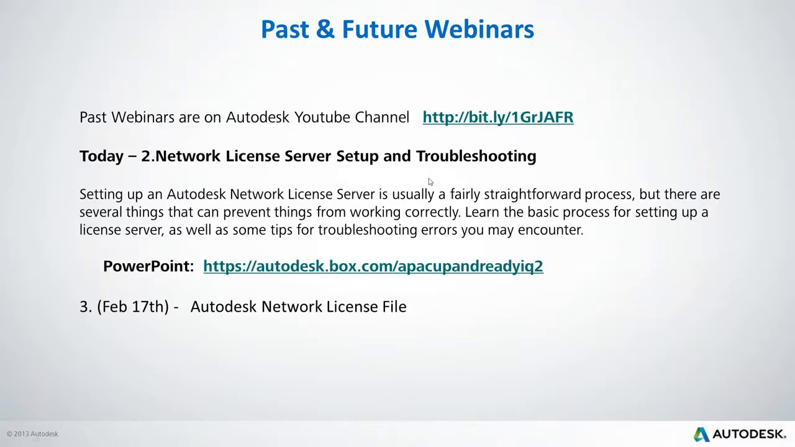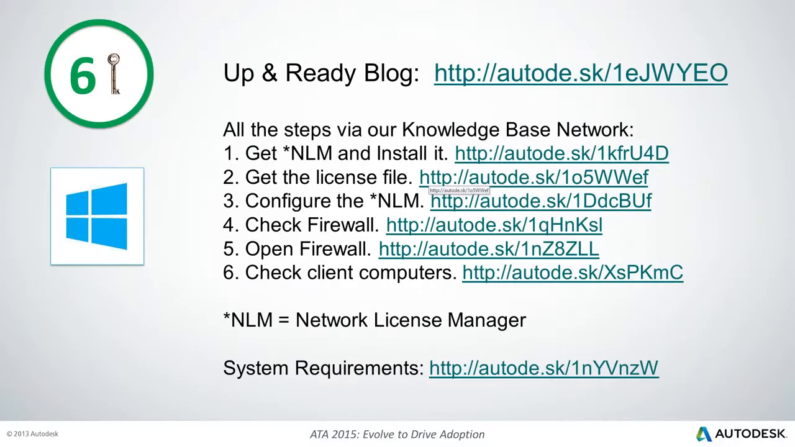So now we're going to talk about network license server setup and troubleshooting. We have a step-by-step guide on our up and ready blog site, and what you need to do is pretty much 6 steps. You will download and install the Network License Manager. You get a license file. You configure the Network License Manager. You make sure the firewall is open on the server and on the client computers. And then you make sure that the client computers can connect to the server. And it's pretty straightforward from there on.